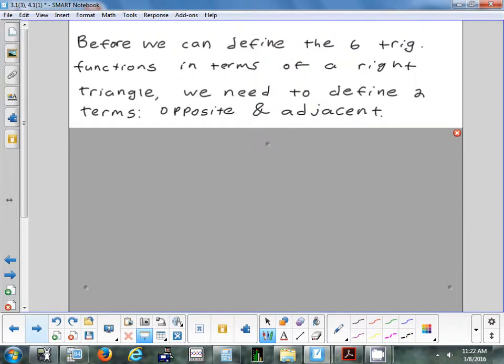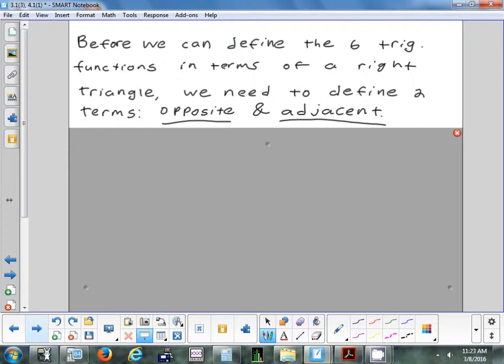All right, so in a minute, we're going to define the 6 trig functions. Okay, we already have defined them once in this class. We did it last week with a unit circle. Okay, we had like sine was y, cosine was x, tangent was y over x. Well, now we're going to define them one more time, but we're going to use the words opposite, adjacent, and hypotenuse. Okay, hypotenuse is pretty easy to define.